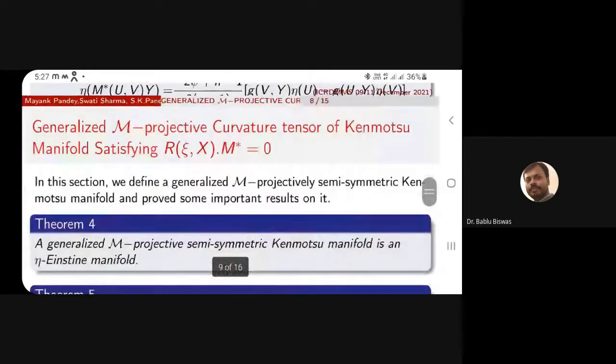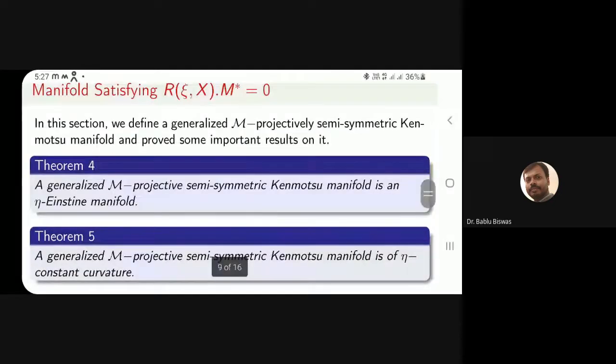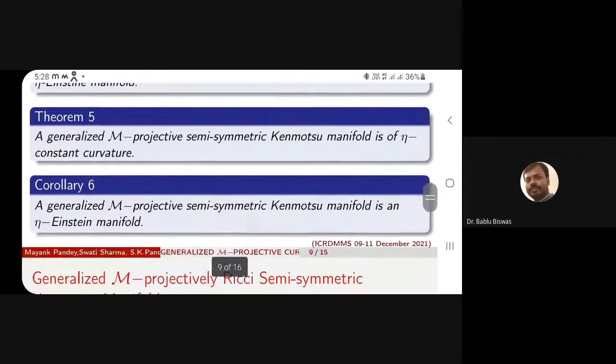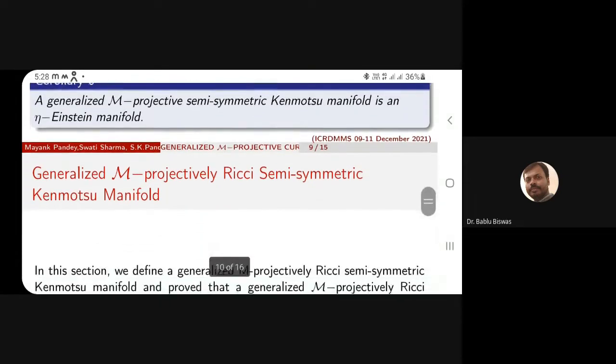Generalized M-projective curvature tensor of Kenmotsu manifold satisfying R(Xi, X) dot M star equal to 0. In this section, we defined a generalized M-projectively semi-symmetric Kenmotsu manifold and proved some important results on it. Theorem 4. A generalized M-projectively semi-symmetric Kenmotsu manifold is an eta-Einstein manifold. Theorem 5. A generalized M-projectively semi-symmetric Kenmotsu manifold is of constant curvature. Corollary. A generalized M-projectively semi-symmetric Kenmotsu manifold is an Einstein manifold.